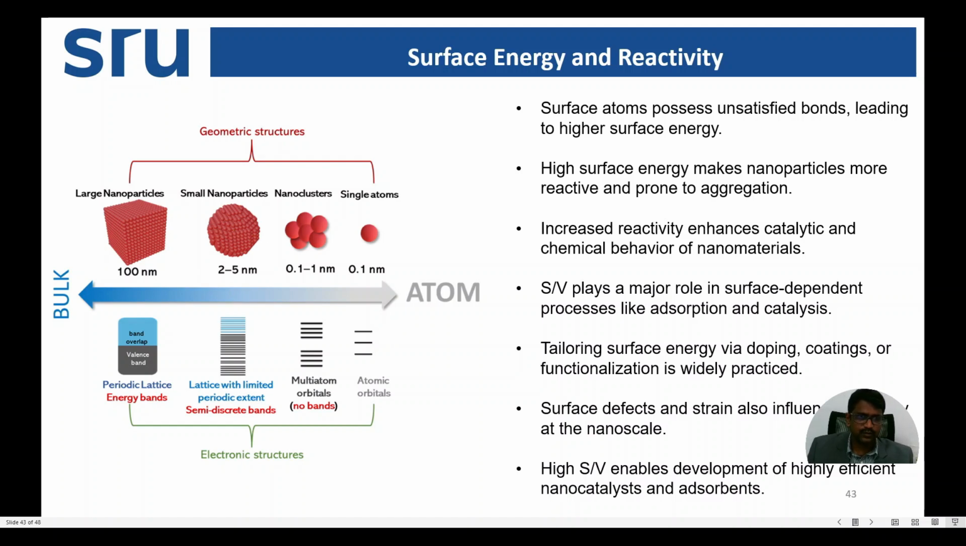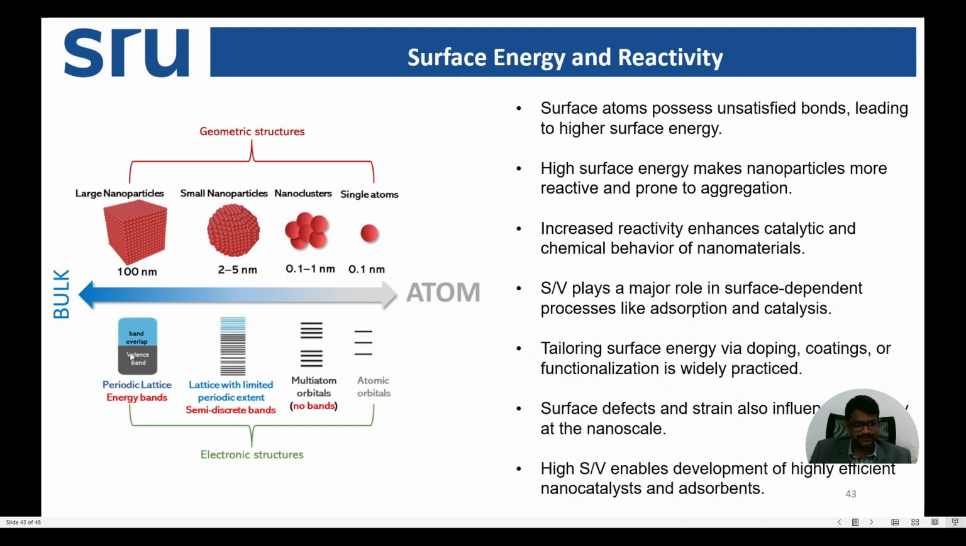This is nanoclusters. Then single atoms are in the order of 0.1 nanometer. Nanoclusters are 0.1 to 1 nanometer. Small nanoparticles are 2 to 5 nanometers. Large particles are around 100 nanometers. Above 100 nanometers, we can say that it is not a nanomaterial. It is something like micro size particles or bulk particles.